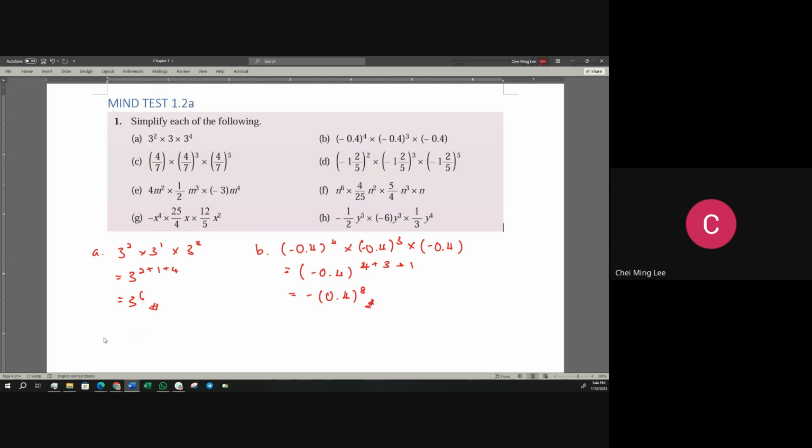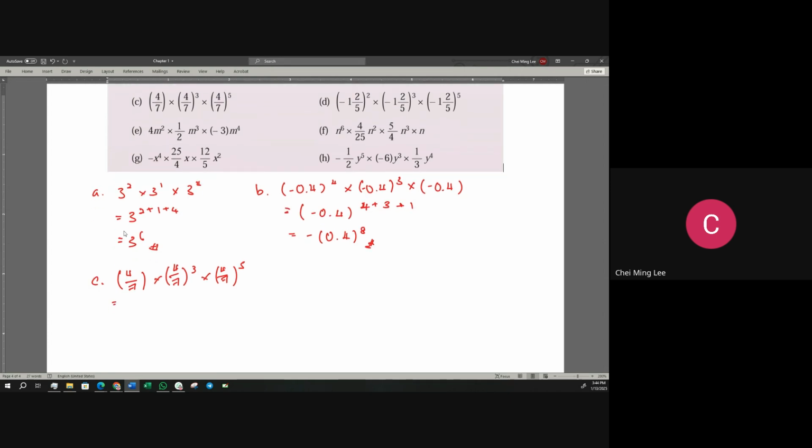So then for C, same goes: 4 over 7 to the power of 1 multiplied by 4 over 7 to the power of 3 multiplied by 4 over 7 to the power of 5. So which is 4 over 7 to the power of 1 plus 3 plus 5, which equals 9. I think the power of 9, correct?